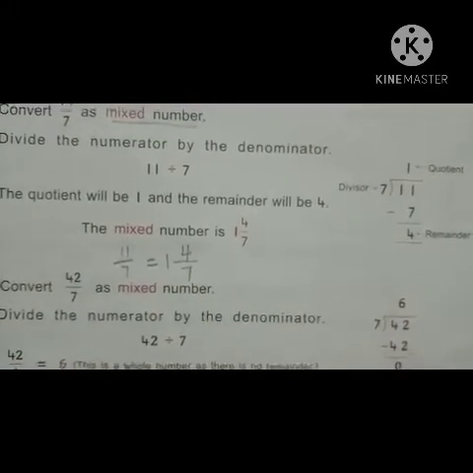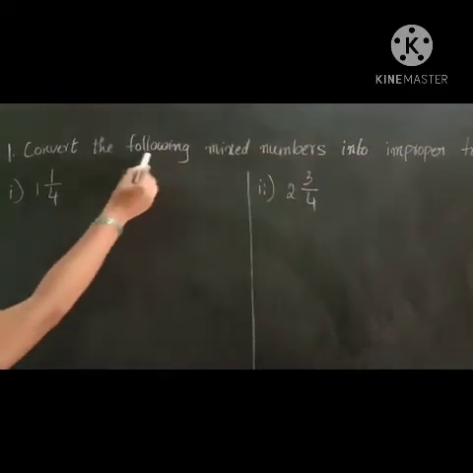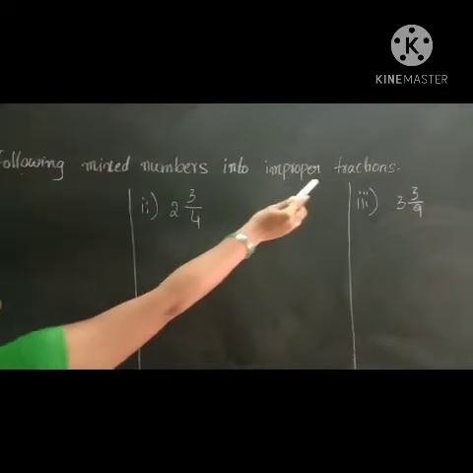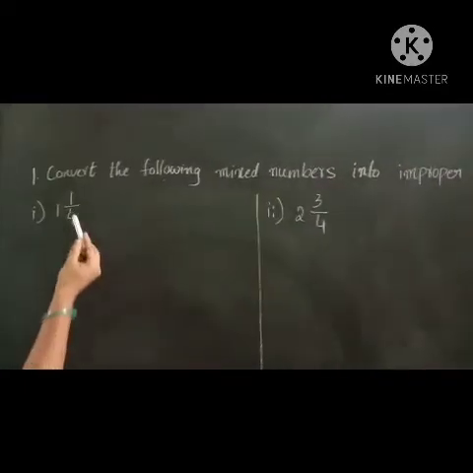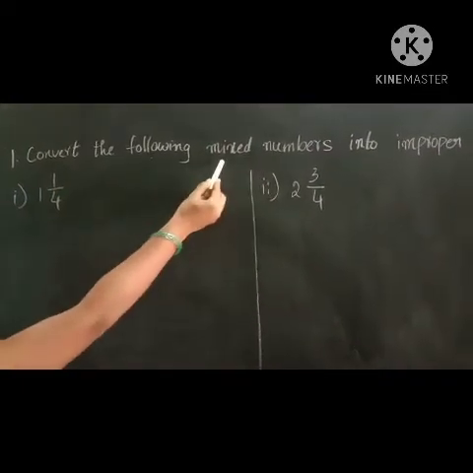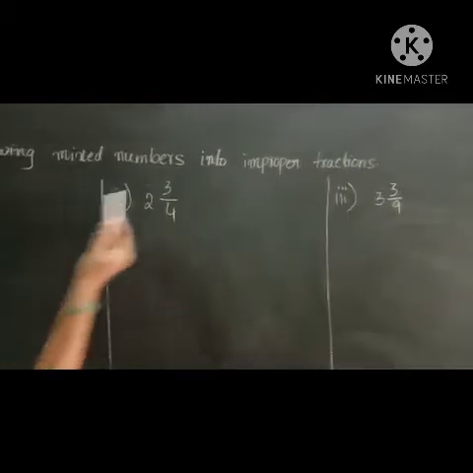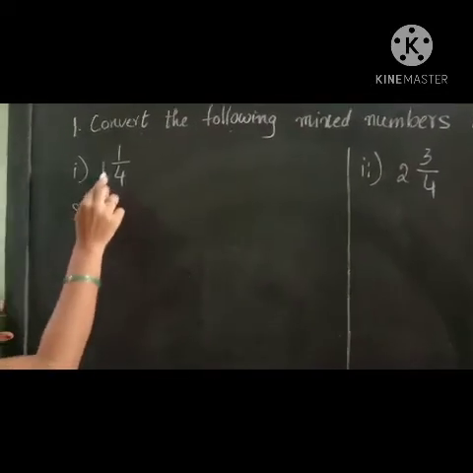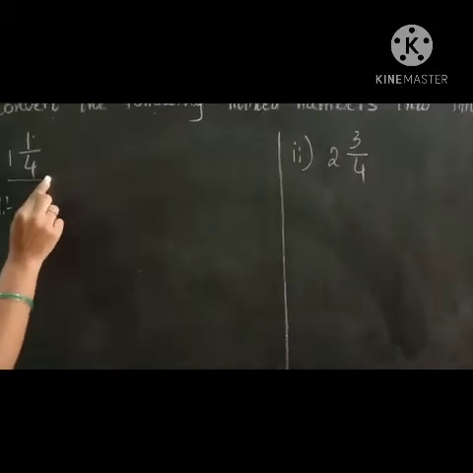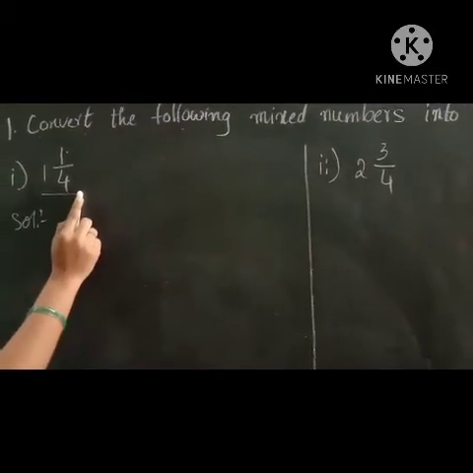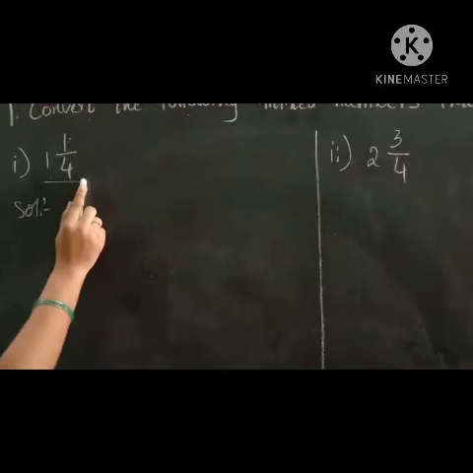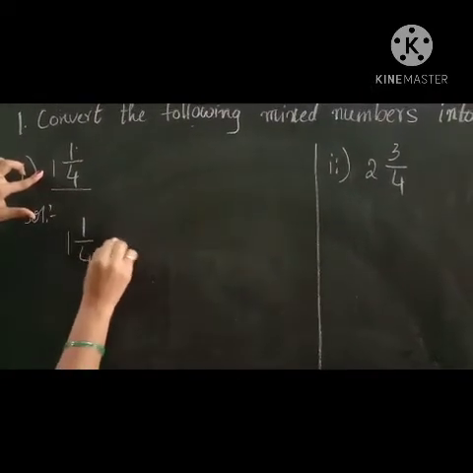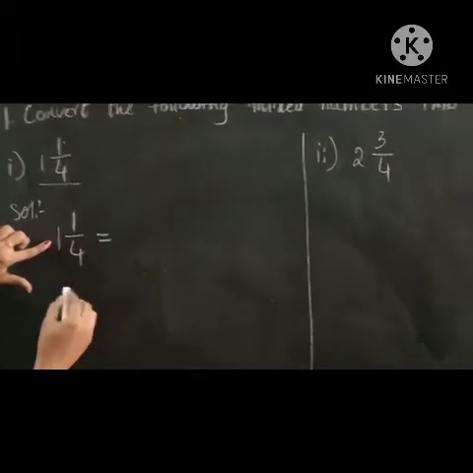Okay? Now see, children, convert the following mixed numbers into improper fractions. What do we have to do here? We have to convert the mixed numbers into improper fractions. See here, what is this? 1, 1 by 4. This is a mixed fraction. We have to convert it into an improper fraction. I already told you, children, what we have to do.